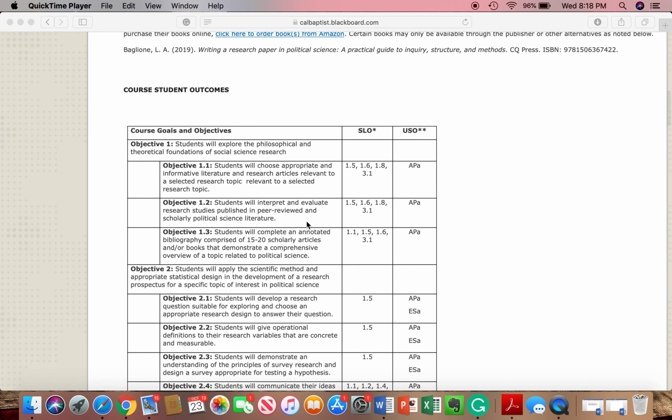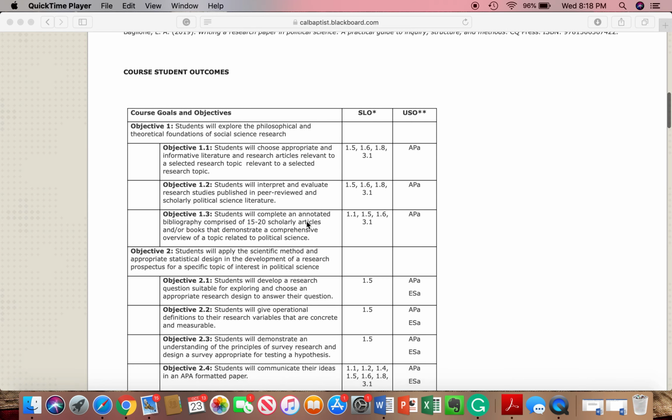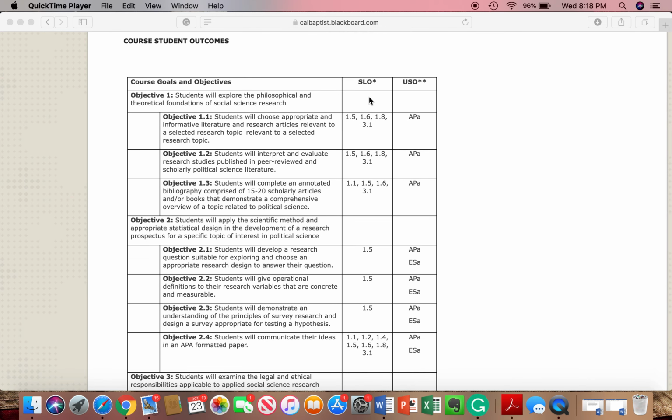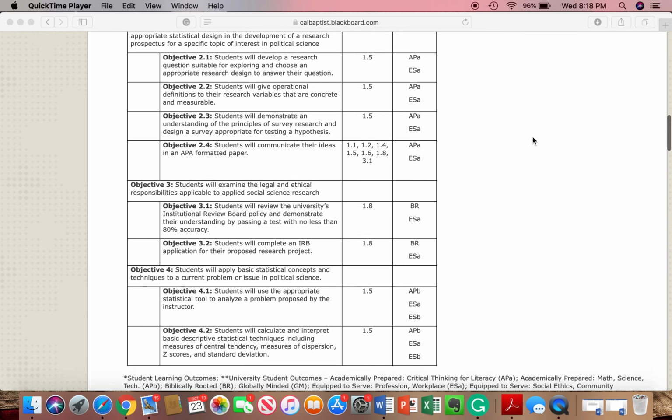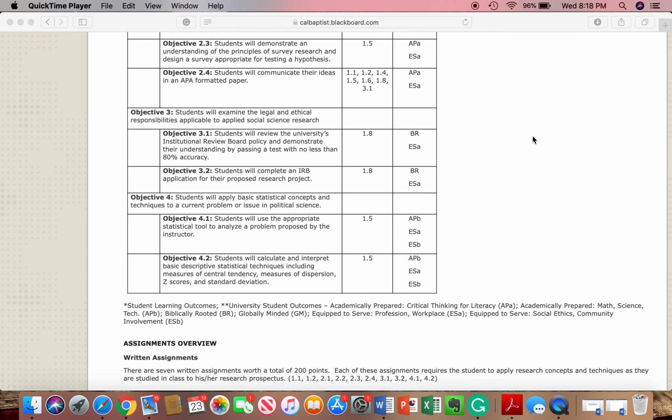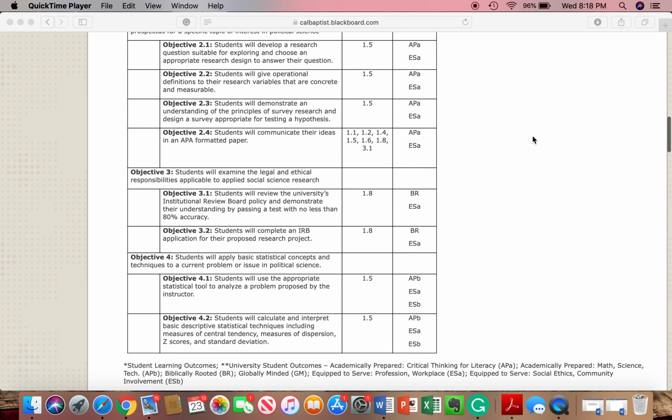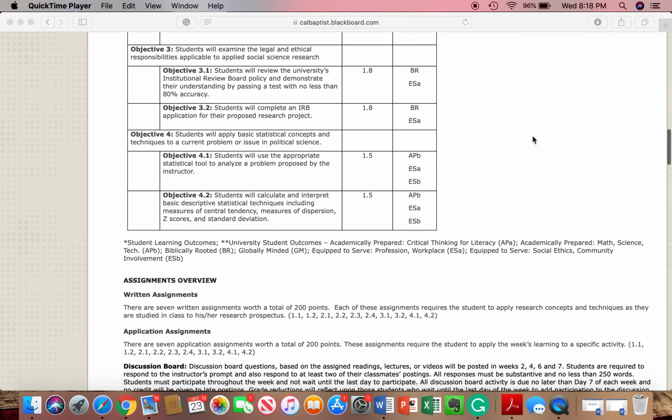Then we have our student learning outcomes and the objectives that you can work through, both at the student learning outcomes and the university outcomes. So I'd like you to take some time and navigate through that. That is the intent of this course: for you to meet all those objectives by the end of this course.